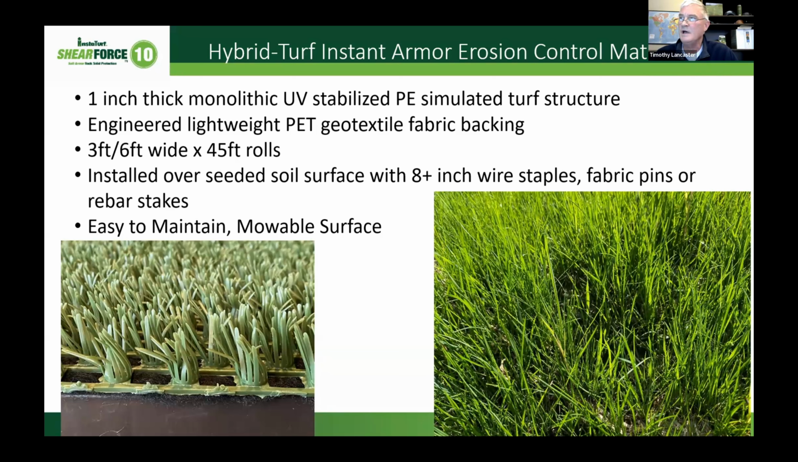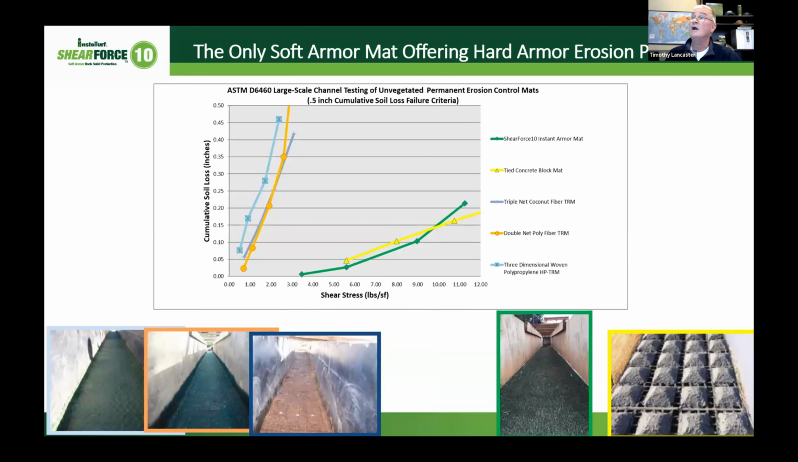The product's installed over a seeded area. So you're putting seed down first. Then you anchor the material down over the seed with typically a minimum 8-inch wire staple. Sometimes a 12-inch fabric pin may be used, or even rebar, depending on the type of soil you're anchoring into. And the nice thing is, once this vegetates, you can simply mow right over the top of it to maintain the vegetation, if you desire to maintain it.